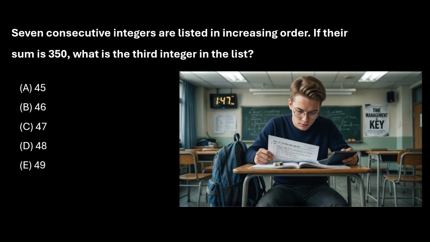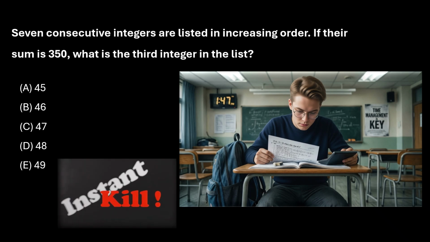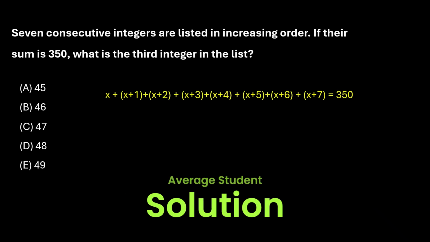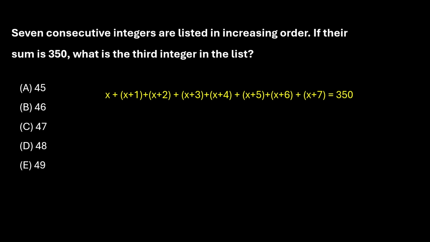The test makers want you to get stuck in the math, and you are burning your brain battery on a question that should be an instant kill. The average student sees consecutive integers and immediately defaults to algebra. You set up the equation, combine your terms, and simplify.